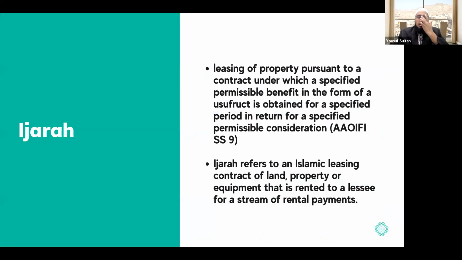Now, what is Ijara? Basically, Ijara in Arabic is also a bay', a sale, but it's not a sale of an asset. It's not bay' al-a'yan, rather it's bay' al-manafi'. It's a sale of usufruct. It's a sale of utility, a sale of benefit. So instead of selling the asset itself, I'm selling the utility of the asset.